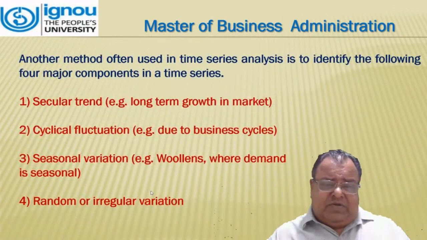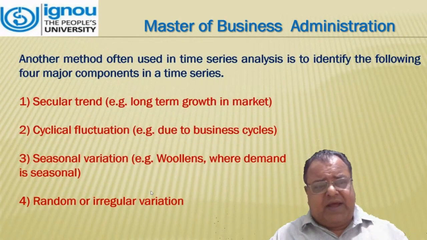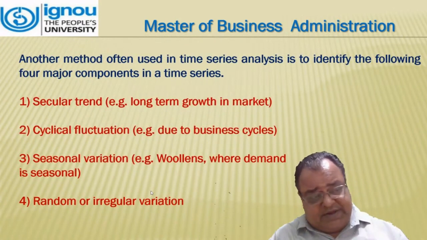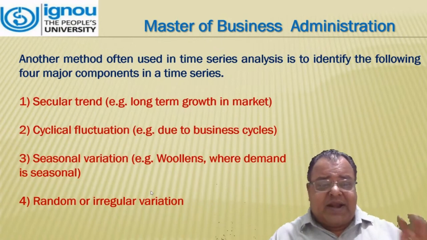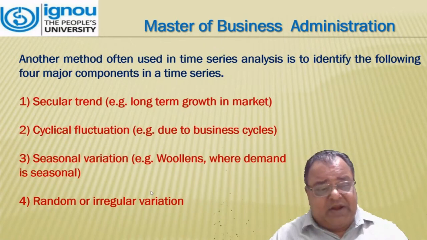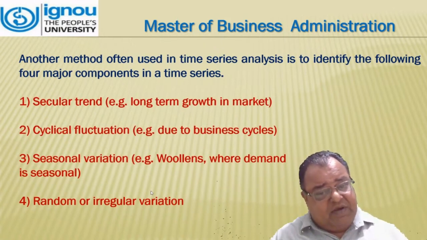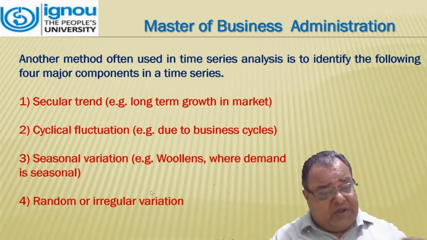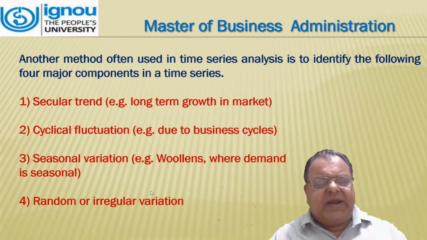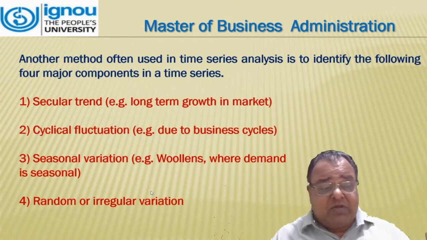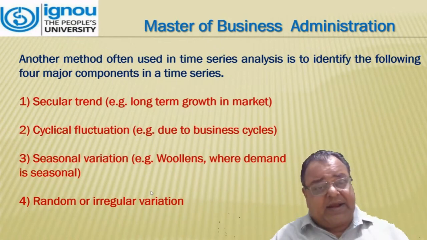Another method often used in time series analysis is to identify the following four major components in a time series. The first one is secular trend, which is long-term growth in the market. The second one is cyclic fluctuation, which is due to business cycles. The third one is seasonal variation, which includes regions where demand is seasonal. The fourth one is random or irregular variations. We will see how these four are connected.